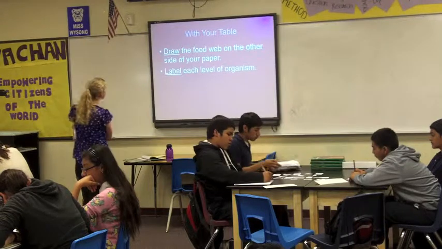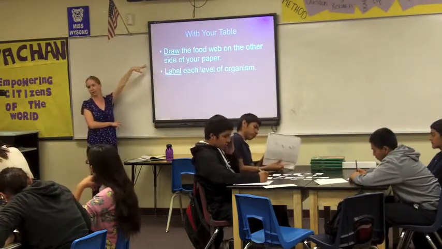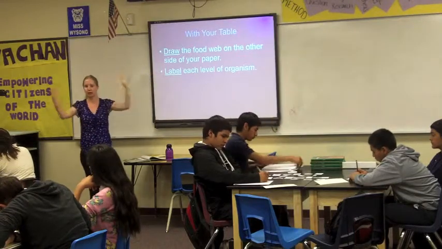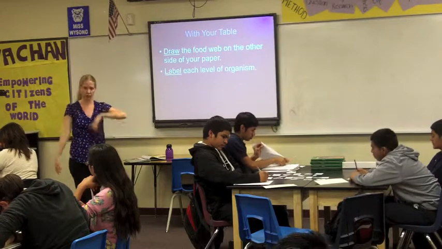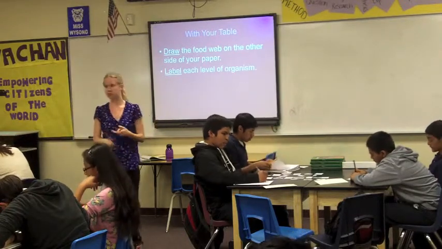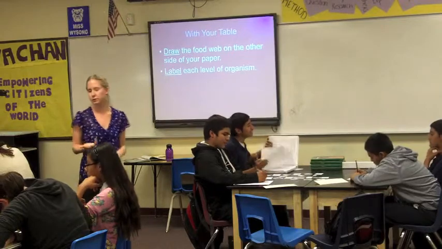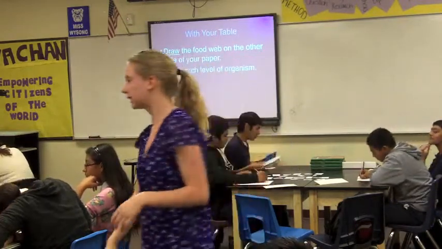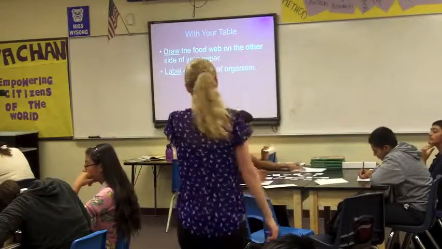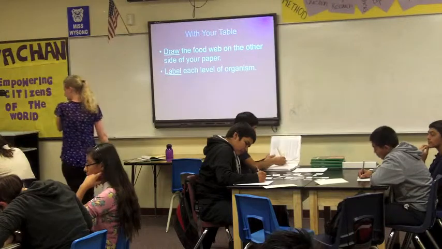But the most important thing is, I need you to still label. What are we labeling? Just shout it out. What kind of labels? Primary consumer, secondary, tertiary, and producer. Good. So on the back of your food chain, I'd like you to draw the food web that you created with your table, all the food webs that you created.